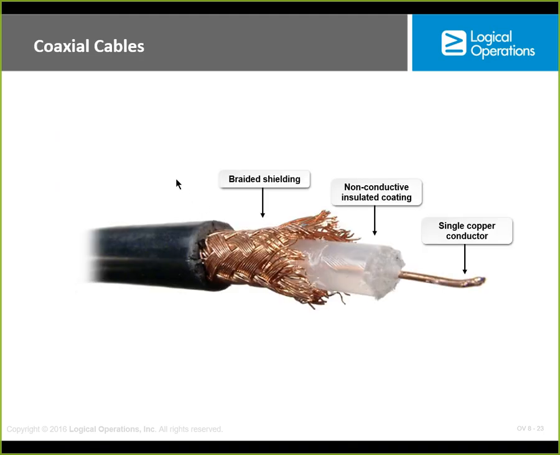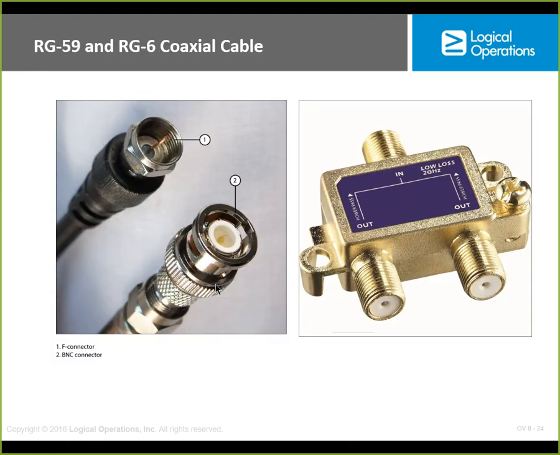The next one is coax, and I will take a break after we do the coax. In the coax we have a non-conductive insulated coating, a single copper connector in the middle, and then a braided shield around it. The braided shield keeps noise out of the system. It also acts as a ground. The reason it's coaxial is it is coaxial around the center conductor.